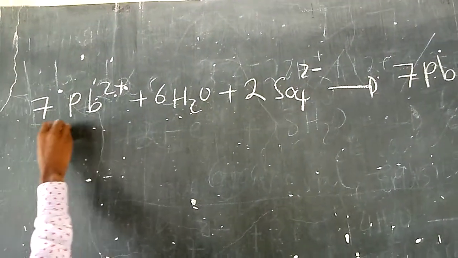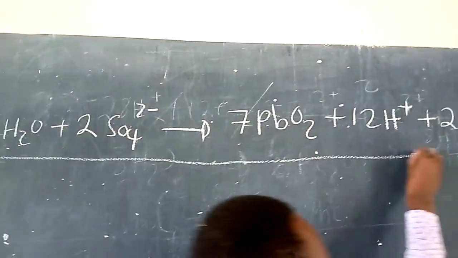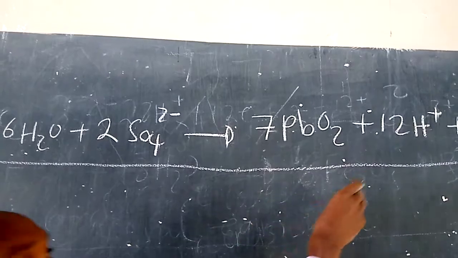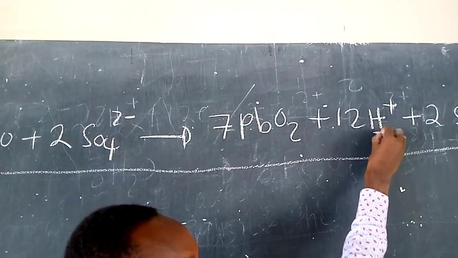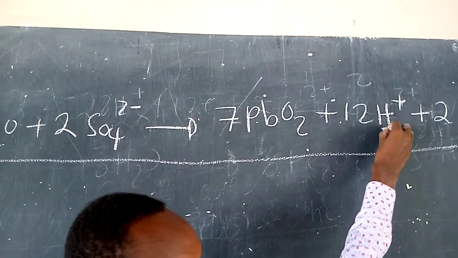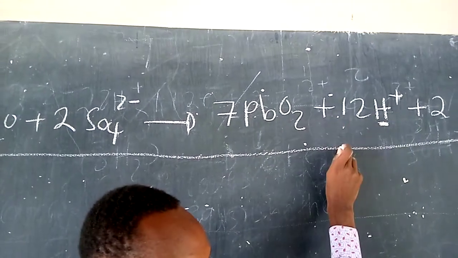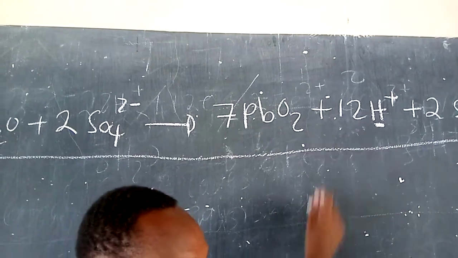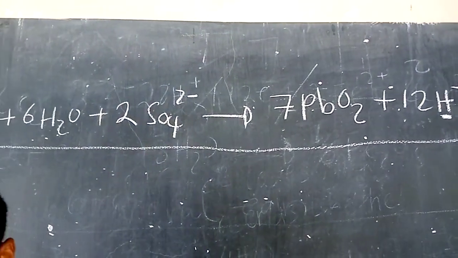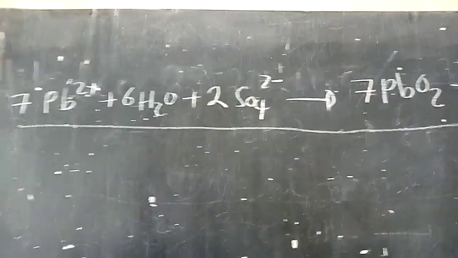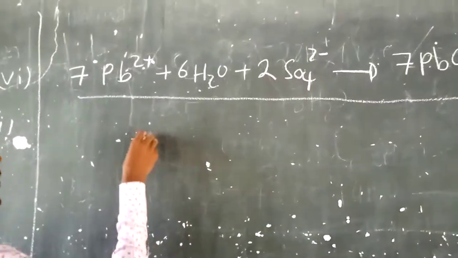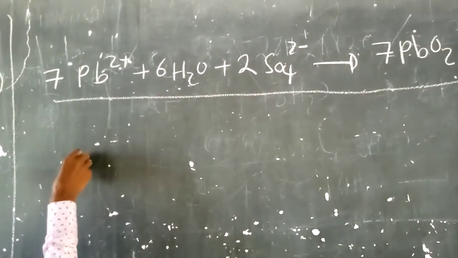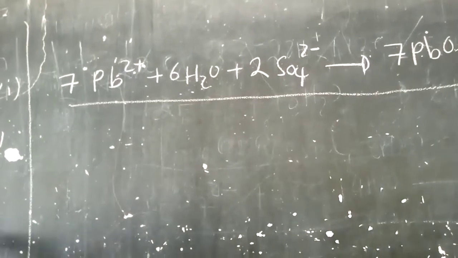This equation is balanced in acidic media. What determines that this equation is balanced in acidic media is the hydrogen protons here. This determines the acidity of this equation or the acidity of these solutions. That's good. Now, this equation is in acidic medium, and we need to balance it in basic medium.